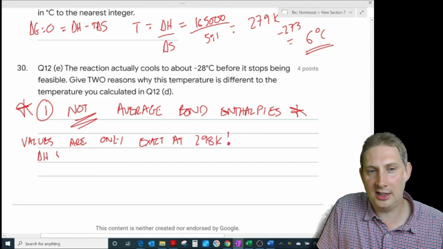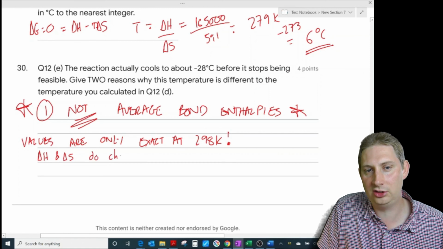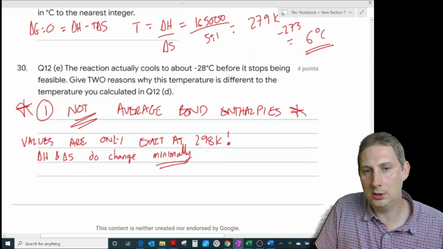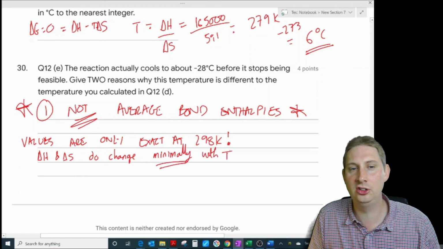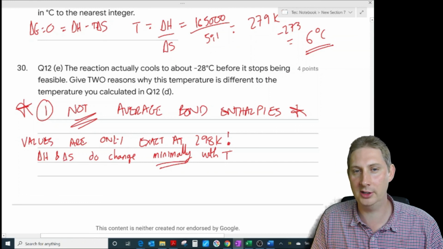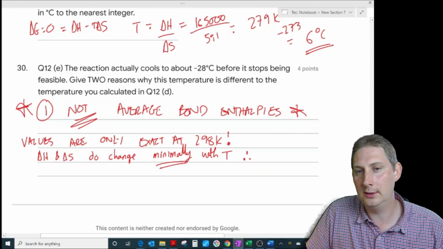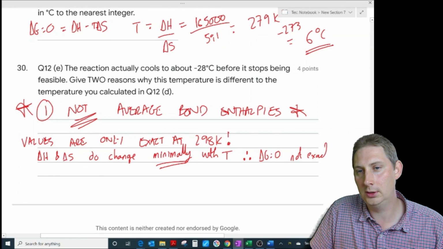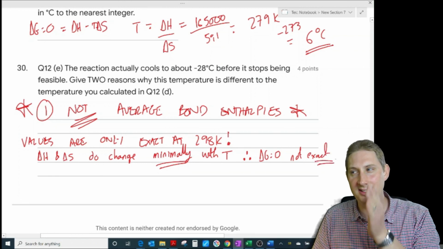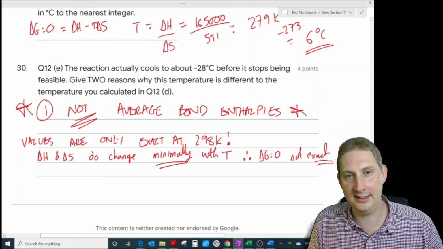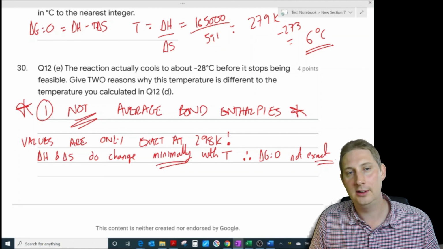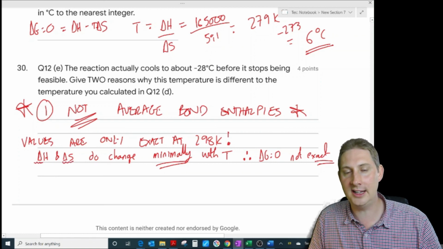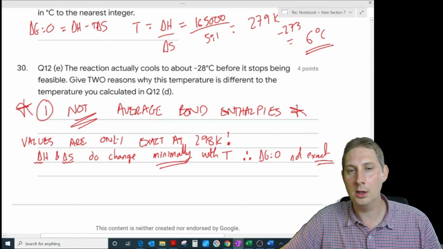And delta H and delta S do change minimally with temperature, okay? There's a small change in delta H and delta S with temperature. So therefore, delta G equals 0 is not exact. So that's the first thing. Delta H and delta S are only exact at that temperature, 298 Kelvin. As you cool down, there's slight, and I do stress slight, changes in the delta H and the delta S values.